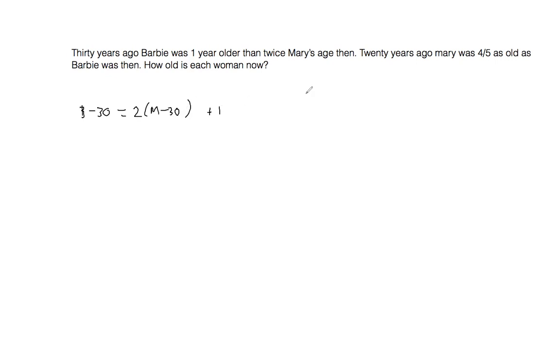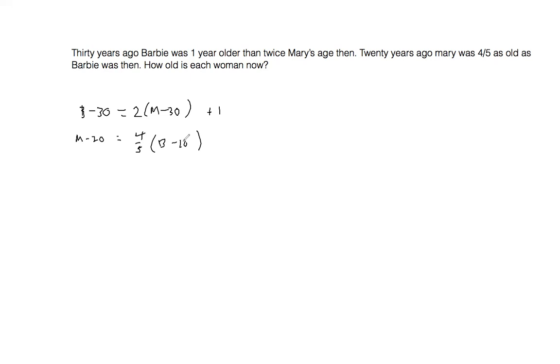Now we're going to come up with our second equation. 20 years ago, Mary was, so Mary's age 20 years ago was M minus 20, and then we put our equal sign. 4/5 as old as, so 4/5 times Barbie's age then. So I have B minus 20. Remember, each time period in an equation is the same time period. That's going to be a big common mistake, so make sure you guys watch out for that.